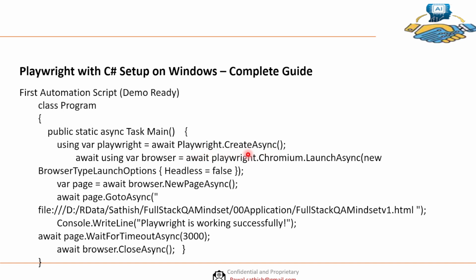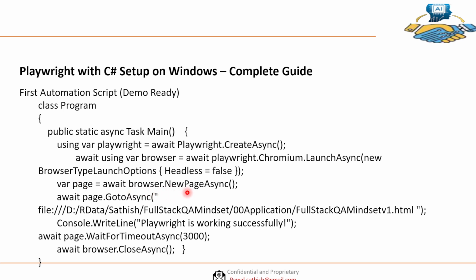In the main method, I have created the Playwright object using Playwright.CreateAsync. Using the Playwright object, I have launched Chromium. Here I have mentioned headless equal to false, which means my browser will launch and will not execute in headless mode. And I have created one more object for the page.